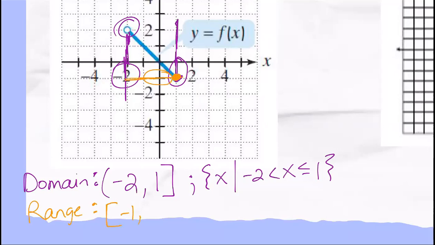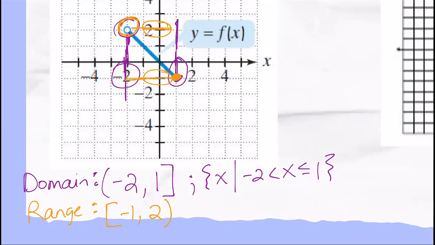And then what is the very topmost dot? It looks like this one right here is my topmost dot. What y value does that correspond to? A 2. All right. And that is an open dot, so it will get a parentheses.